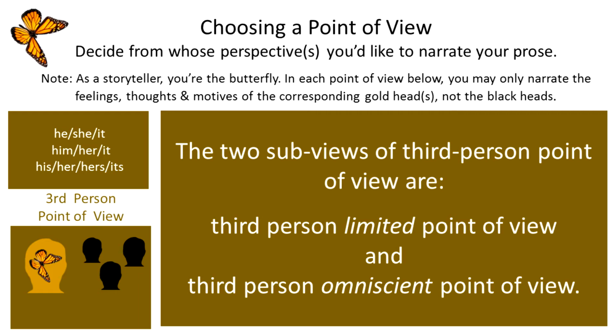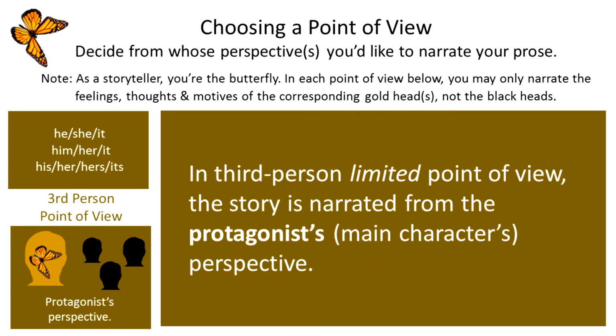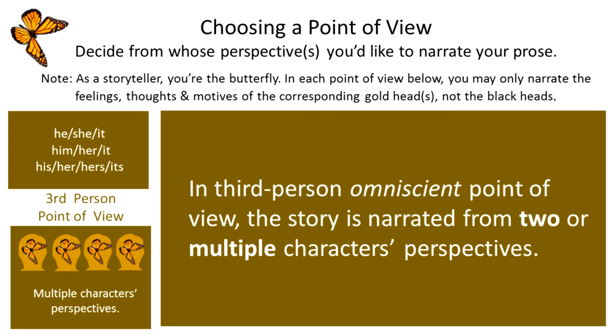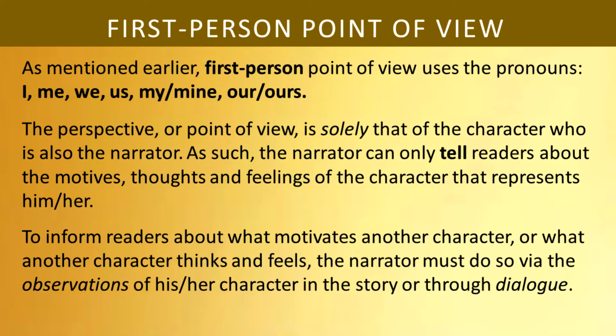The two subviews of third person point of view are third person limited point of view and third person omniscient point of view. In third person limited point of view, the story is narrated from the protagonist's or the main character's perspective. In third person omniscient point of view, the story is narrated from two or multiple characters' perspectives. Let's examine the various points of view more closely.